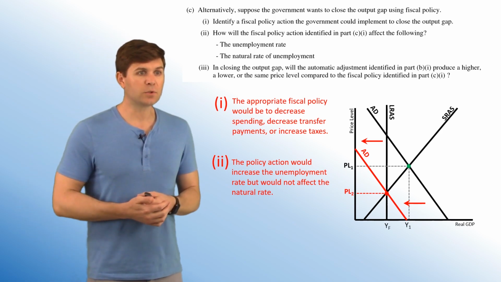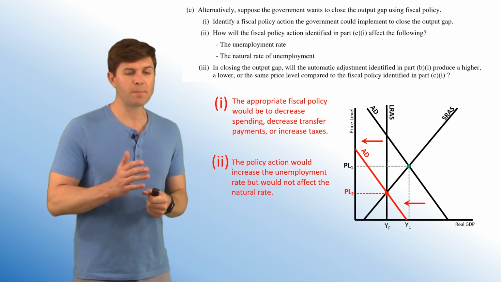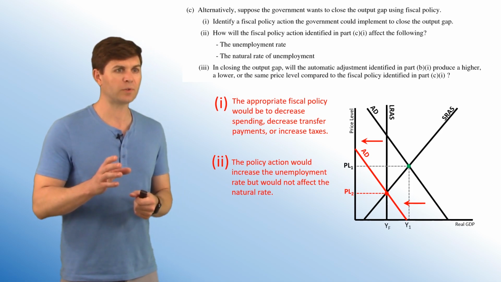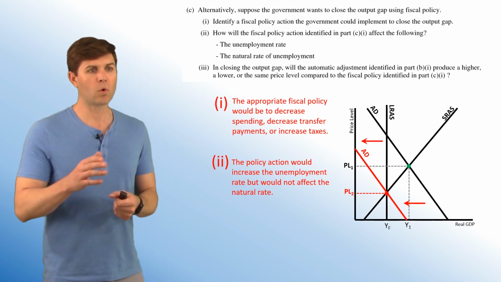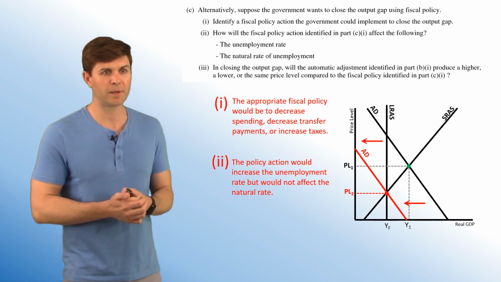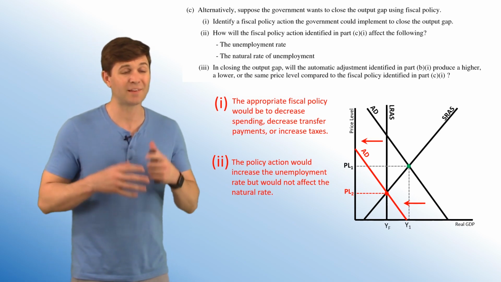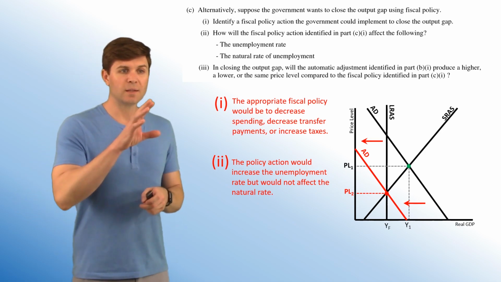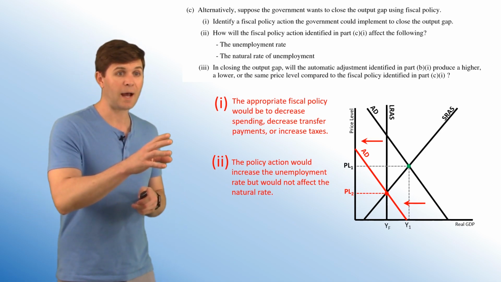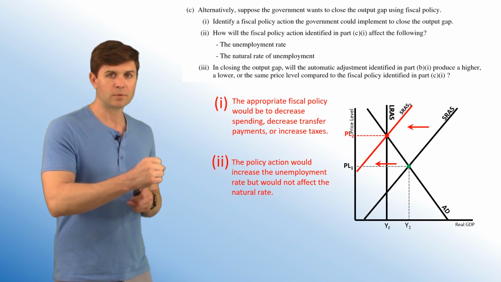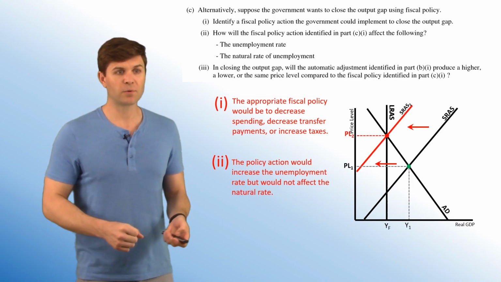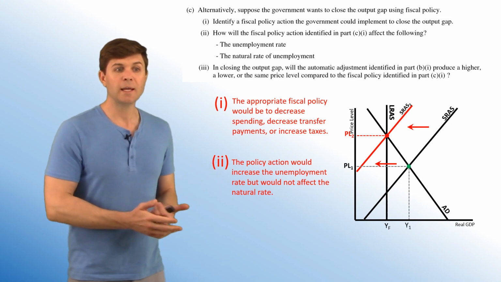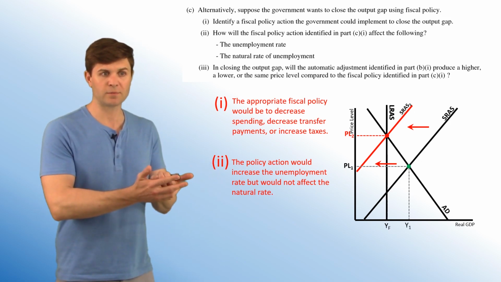All right, finally, in closing the output gap, will the automatic adjustment identified in Part B produce a higher or lower or the same price level compared to the fiscal policy identified in Part C? Now, that's a mouthful of a question, but what it's asking us is the fiscal policy, as we see in the graph right now, dropped the price level. All right, jump back to the graph from before from the auto adjustment. In this case, it increased the price level.